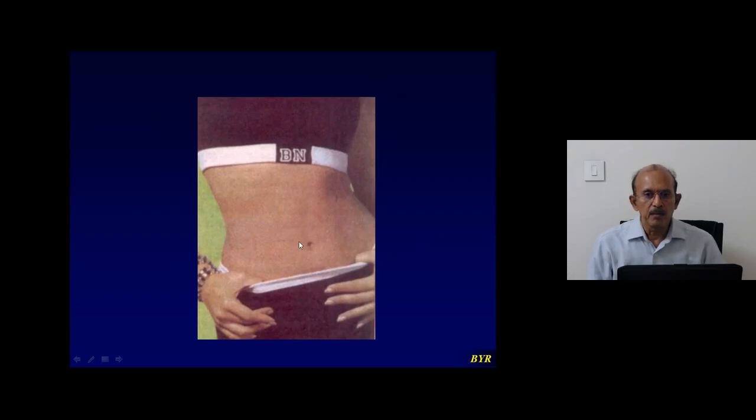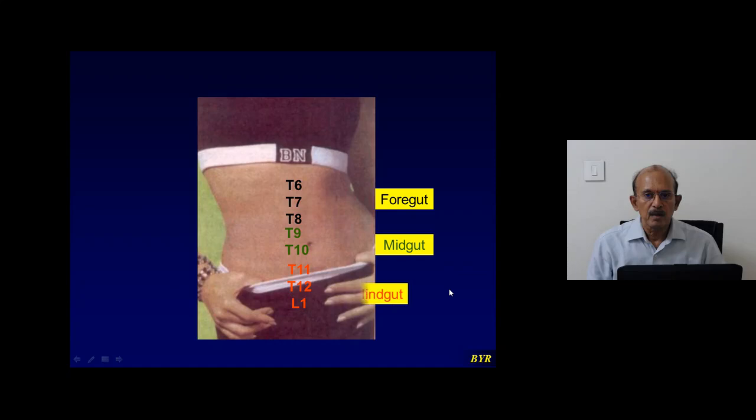Now let us see, if the patient gets pain in the foregut region, that means stomach or duodenum, then where is the pain felt? The pain is felt in these dermatomes. When the patient feels pain in the midgut region, the pain is felt in the umbilical region. When the pain is in the hindgut region, the pain is felt in the suprapubic region.